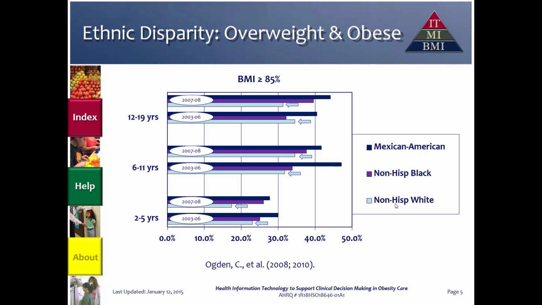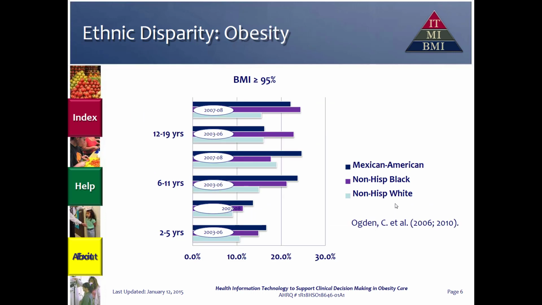Another alarming piece of data for you to be aware of is that there are ethnic disparities related to overweight and obese. And this graph depicts for you that the Mexican American and non-Hispanic Black have a much higher prevalence of overweight and obese, with a BMI greater than the 85th percentile, than the non-Hispanic white. And likewise, the same is true for obese youth with a BMI greater than or equal to the 95th percentile, with the Mexican American and non-Hispanic Black being far more likely to have a BMI greater than or equal to the 95th percentile.